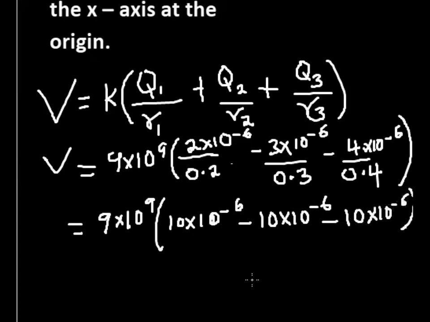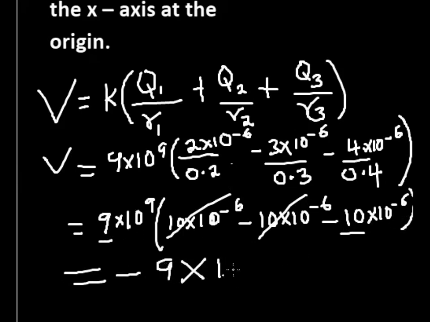And of course, this cancels this. So I'm left with this minus 10. So I can now use 9 to multiply this. That's going to be minus 90. Then 10 raised to power 9 times 10 raised to power minus 6. That's 10 raised to power 3. Yep. That's going to be minus 9,000 volts.